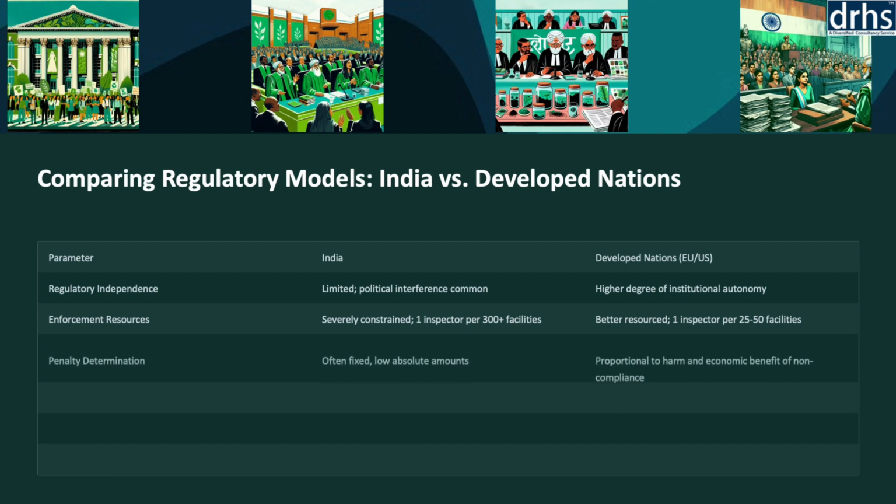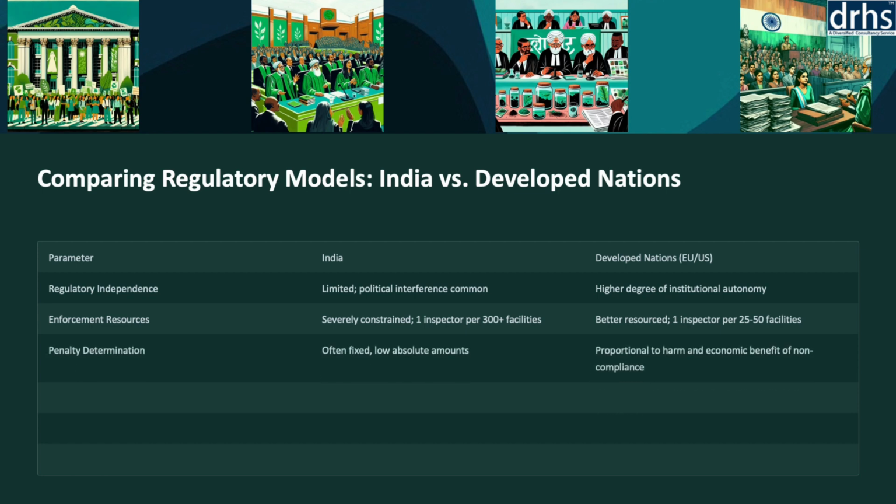The next parameter is related to penalty determination. The penalty structure in India often involves fixed, low absolute amounts. These penalties may not be sufficient to deter non-compliance, especially for large corporations. In contrast, developed nations employ a proportional penalty system where fines are determined based on the harm caused and the economic benefits derived from the non-compliance. This approach ensures that the penalties are significant enough to discourage violation and promote adherence to regulation.